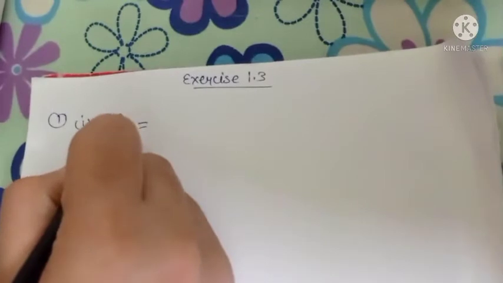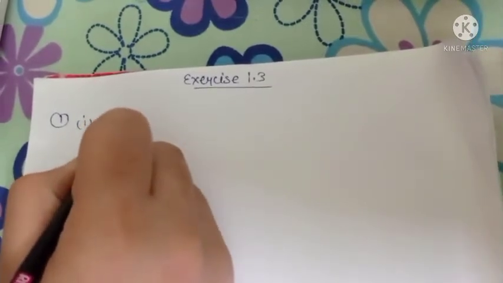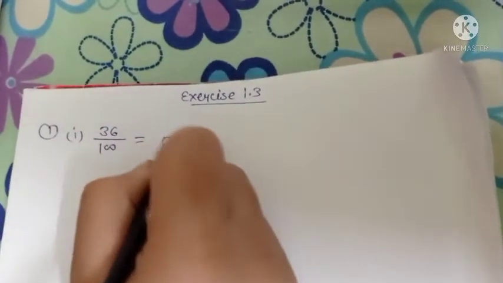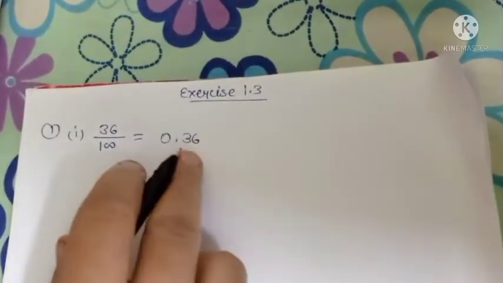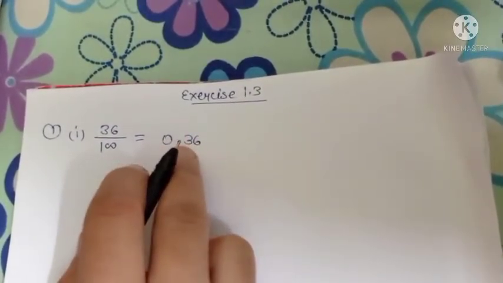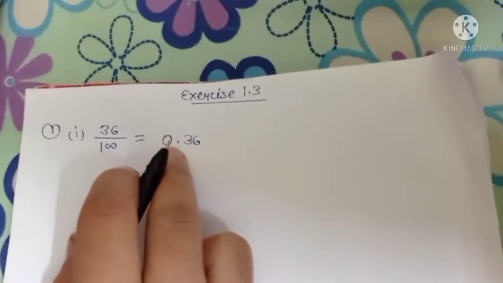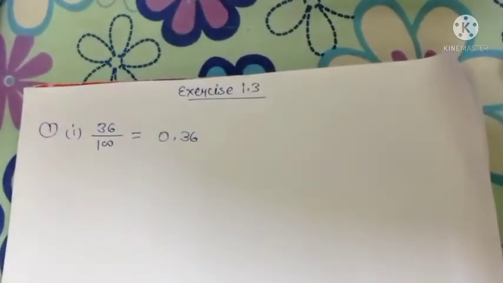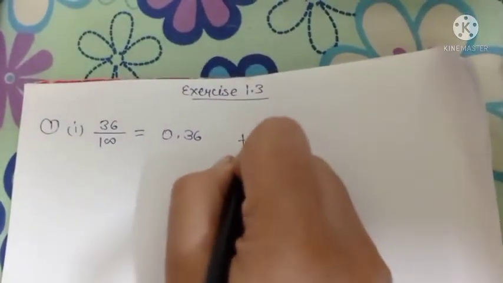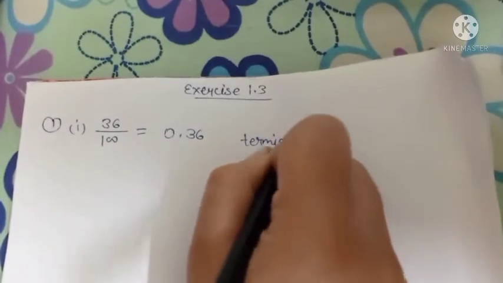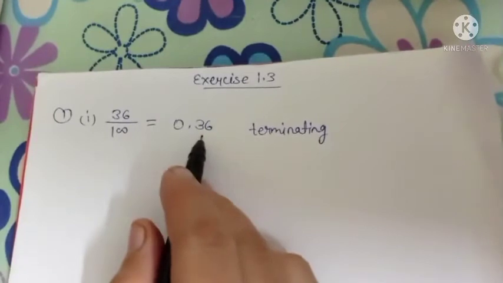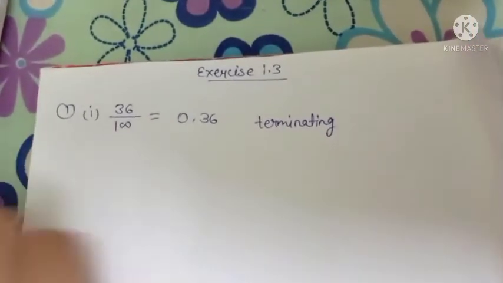There are two 0s in the denominator, so we place the decimal point before two digits, and then we get 0.36. What kind of decimal expansion is this? This decimal expansion is terminating. Terminating means the process has ended.